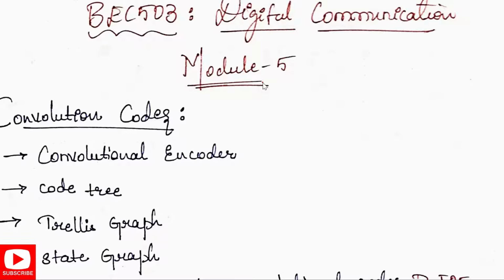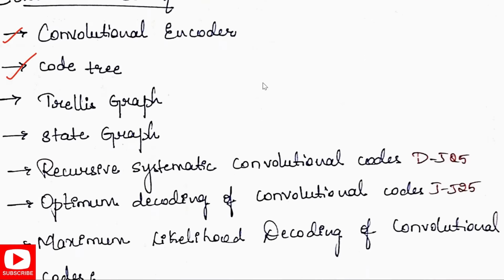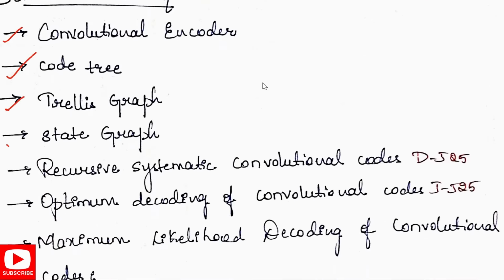This is the 5th semester Digital Communication, subject code BEC503, module 5 video, where we will be studying convolution codes. The first part is the convolution encoder, then the code tree, then the Trellis graph, and along with that we need to know the state graph, then recursive systematic convolution codes. That theory part was asked in last year's paper.